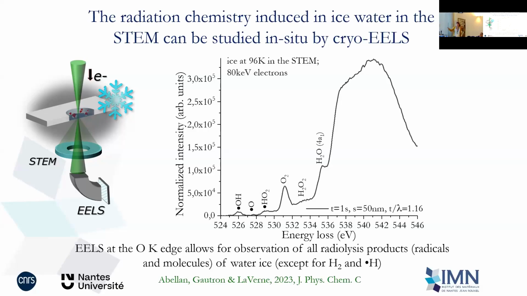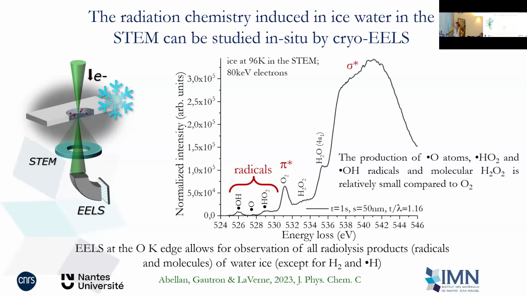temperature. But yes, what we saw is that all these pre-peaks in front of the oxygen K edge of water are actually information, because they tell you about molecular species. So this is the peroxide, this is this peak. So the peroxide, molecular oxygen, and then you have the OH radical, oxygen radical, and so on. So basically you have all the species that you can create with radiolysis, except for molecular hydrogen and the hydrogen atom in water. These are radicals, and then the pi peak and the sigma peak.